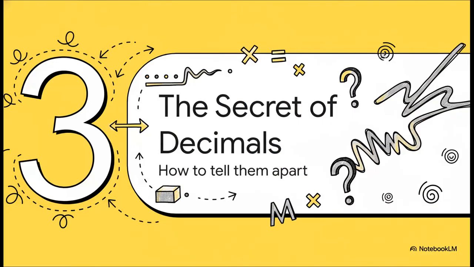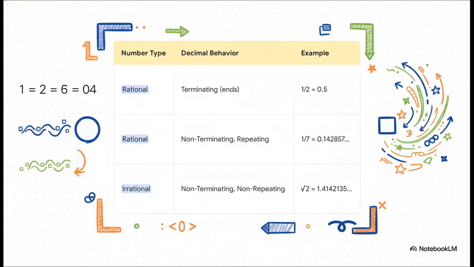Okay, so we have these 2 huge groups of numbers now, the rationals and the irrationals. But how on earth do you tell them apart? Well, there's a secret, and it's all hidden in their decimal expansions. Let's break it down. A rational number's decimal will always do one of 2 things. Either it stops, it terminates, like 1/2 is just 0.5, and that's it. Or it goes on forever, but in a nice, neat repeating pattern.